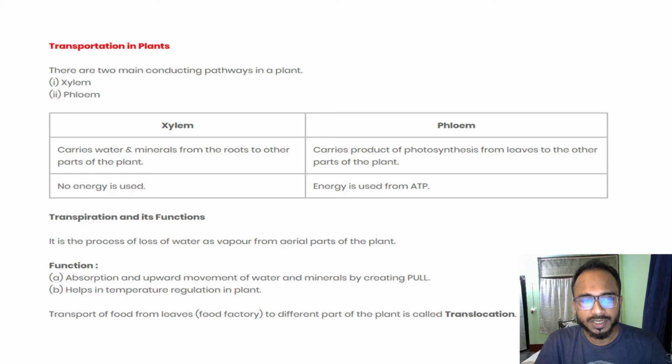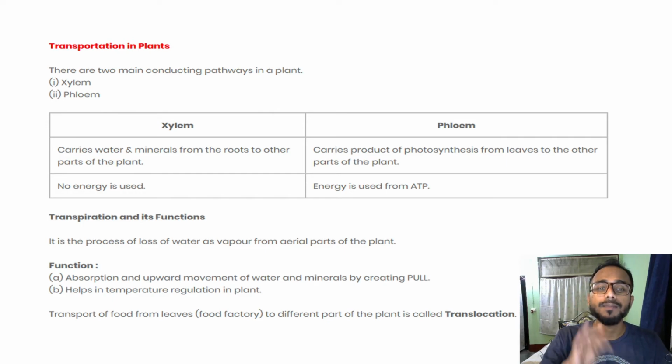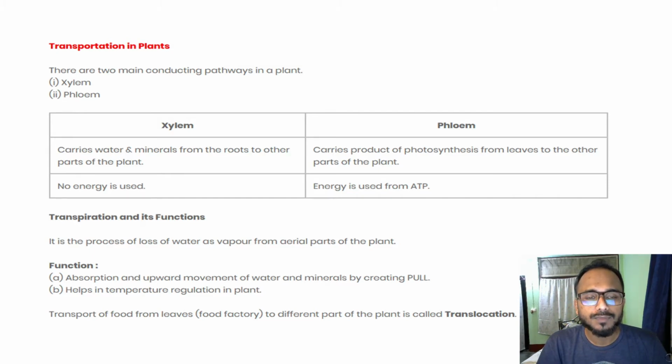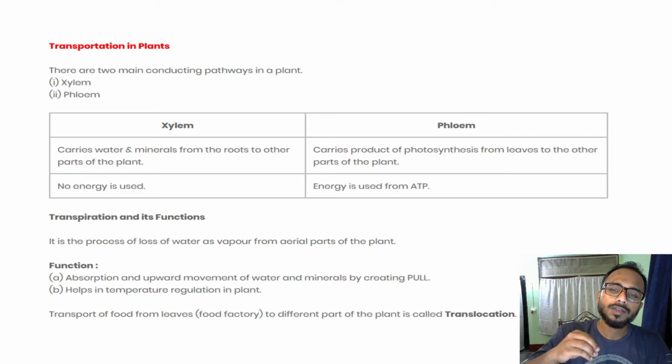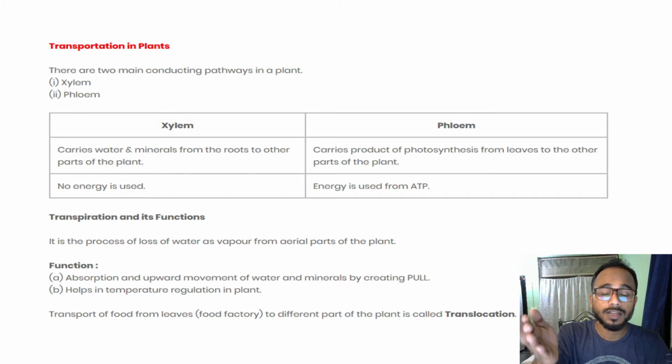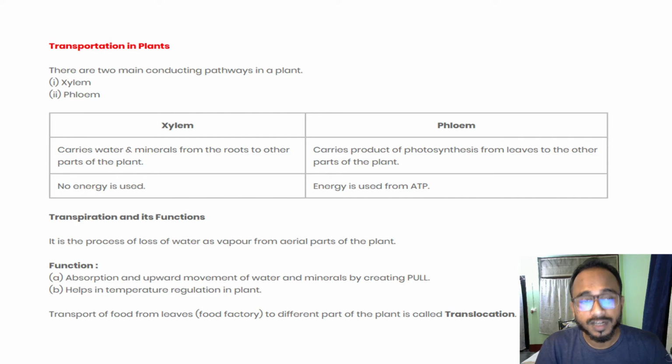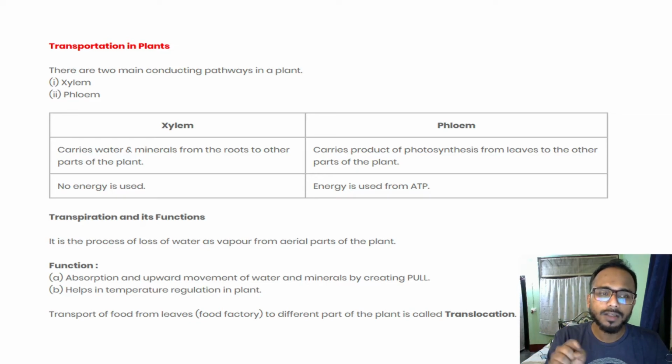Now, transpiration and its functions. What is transpiration? It is the process of loss of water as vapor from aerial parts of the plant. We all know that water is being used by plants, but water is also being released by plants as vapor from aerial parts, that is, from the upper parts like leaves. Its function is absorption and upward movement of water and minerals by creating pull. If I don't have that ability to pull, how can I take water from my roots to the branches, leaves and everything? It also helps in temperature regulation.